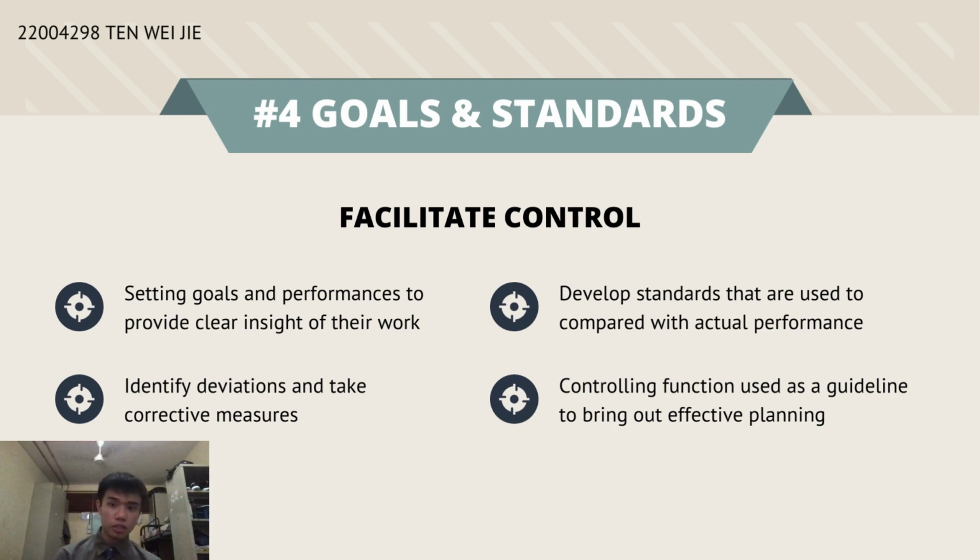Planning also develops standards against which actual performance is measured. With the help of standards, deviations in the performance of individuals or departments can be identified, and corrective measures can be taken to overcome those issues. Besides that, such deviation can also become the basis of effective planning for the future. As a conclusion, planning provides the basis to bring the desired output under the controlling function, and the result of the controlling function provides guidelines for effective planning.